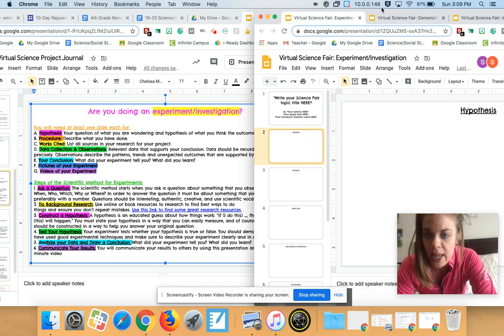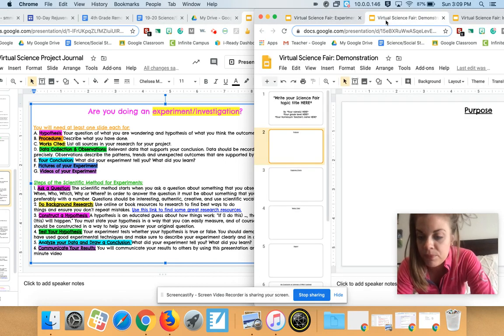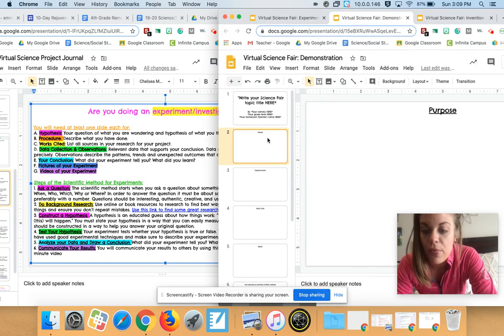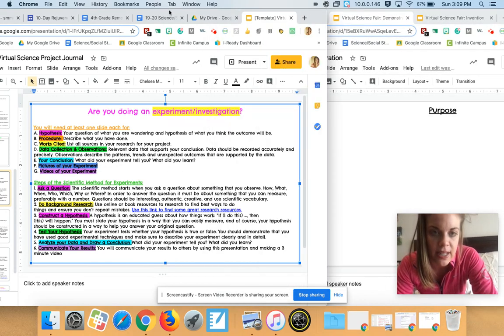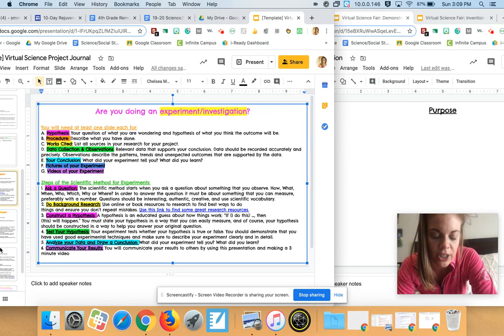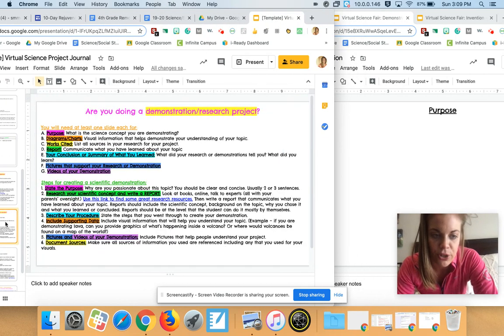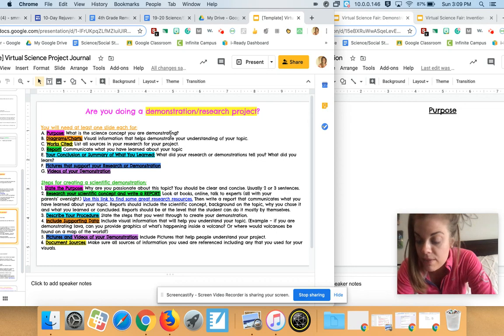So if you're doing a research project or a demonstration, your slide's going to look a little bit different. You're going to talk about the purpose, okay? So I'm going to go back to the slideshow because it gives me clear directions on what I need for the purpose. So again, everything's highlighted in pink. So you're thinking about what is the science concept you are demonstrating or even researching, okay? So you're going to talk about your topic.